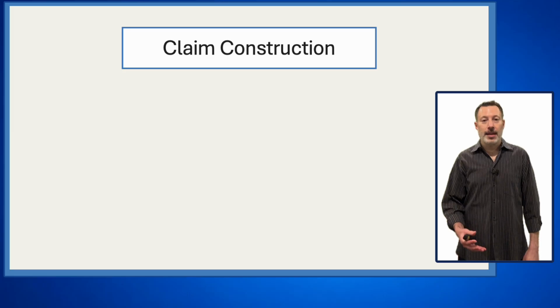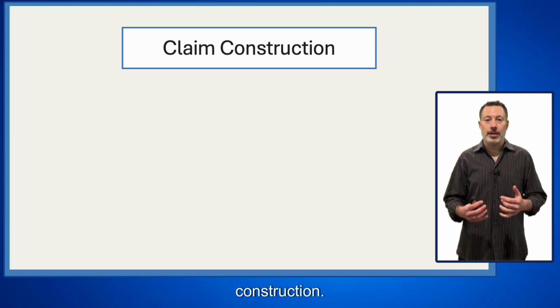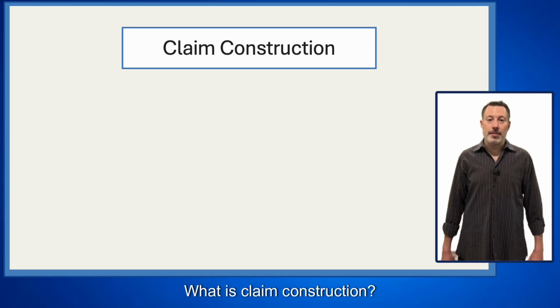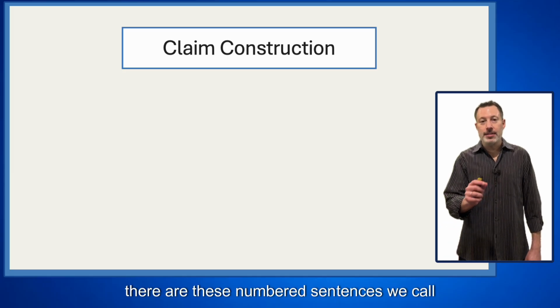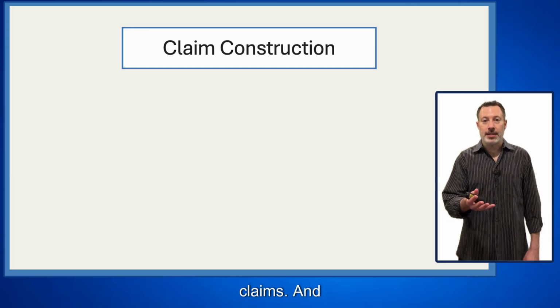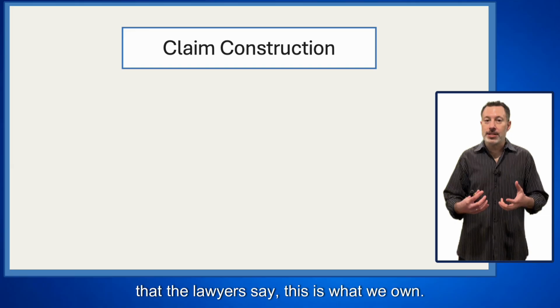I'm Doug Lichtman, and in this video in the patent series, we're going to think about claim construction. What is claim construction? Well, as you know, at the end of a patent, there are these numbered sentences we call claims. And it's kind of the very official, formal way that the lawyers say, this is what we own.